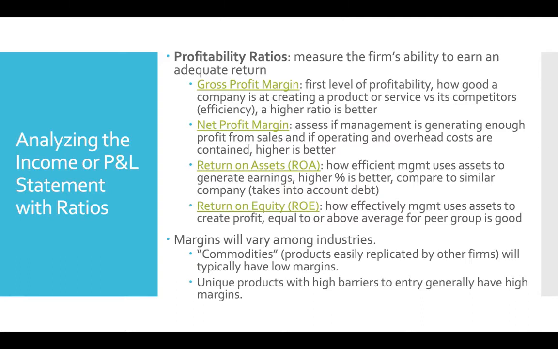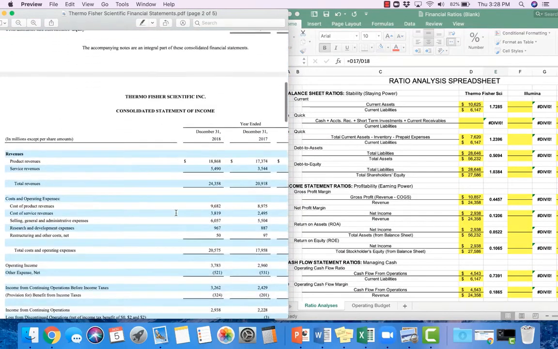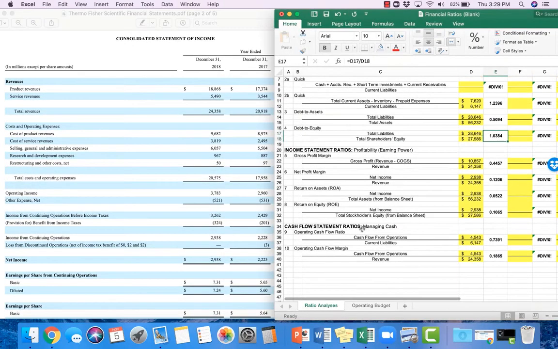Note that margins will vary among industries. Commodities, or products that can be easily replicated by other firms, will typically have low margins. Think oranges and coffee. Unique products with high barriers to entry generally have high margins. Think tech. So I'll go ahead and scroll down to our statement of income for Thermo Fisher, and then here are the ratios for profitability.